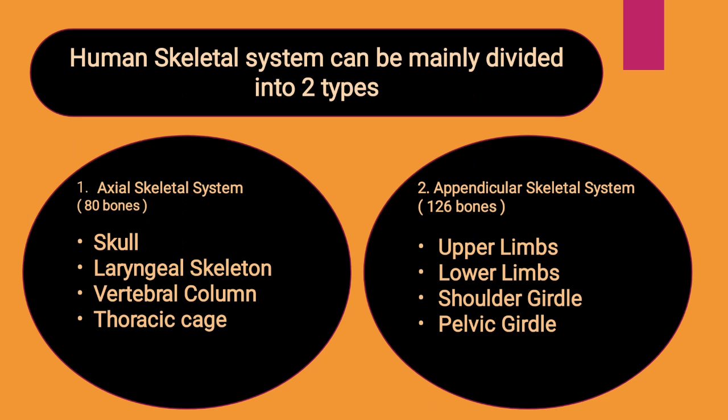The human skeletal system can be mainly divided into two types, that is the axial skeletal system and the appendicular skeletal system. In that, the axial skeletal system consists of 80 bones and the appendicular skeletal system consists of 126 bones. The axial skeletal system contains the skull, laryngeal skeleton, vertebral column and thoracic cage. While the appendicular skeletal system contains upper limbs, lower limbs, shoulder girdles and pelvic girdles.